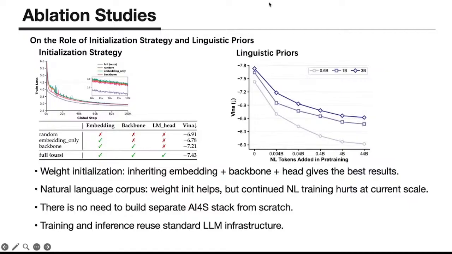So we can use the large language model as the embedding, and I think this also gives us a promising direction.